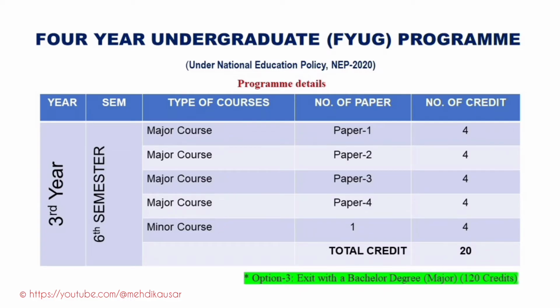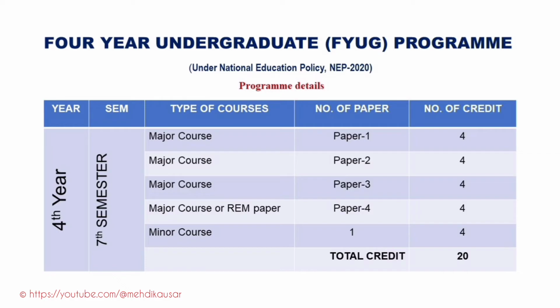After completing the 3rd year program of 6 semesters, a student may have the option to exit with UG degree with major. In the 4th year, the students now have to study a similar course pattern as 6th semester. That means, in the 7th semester, there will be 4 papers from major course, but in lieu of paper 4 you can opt for a paper named Research Methodology, REM.